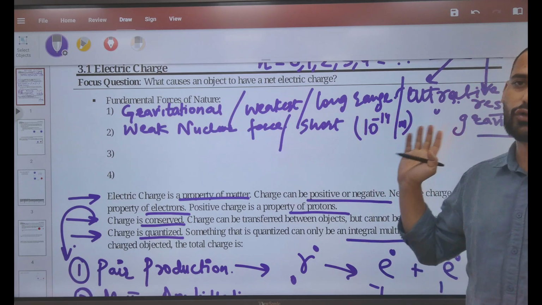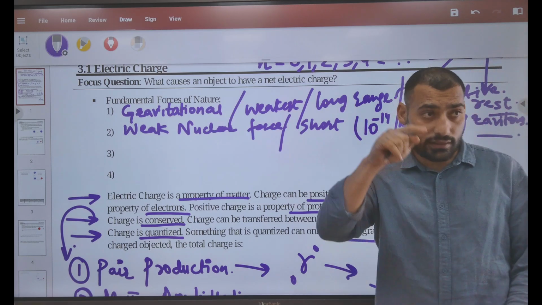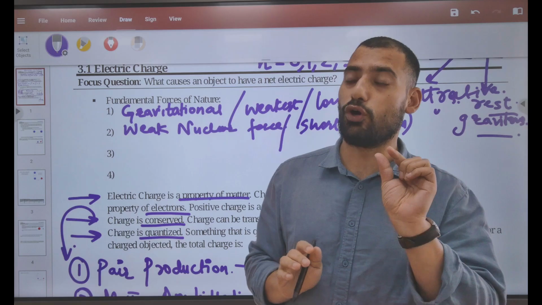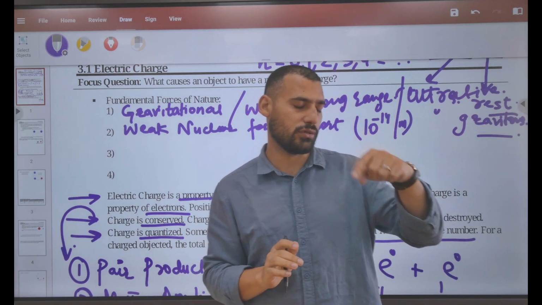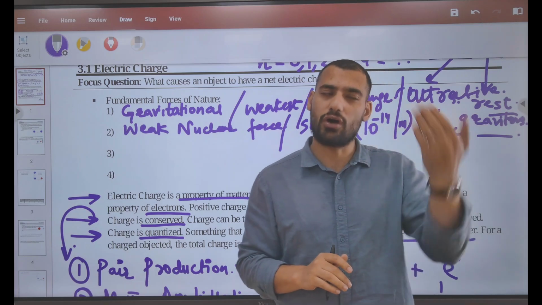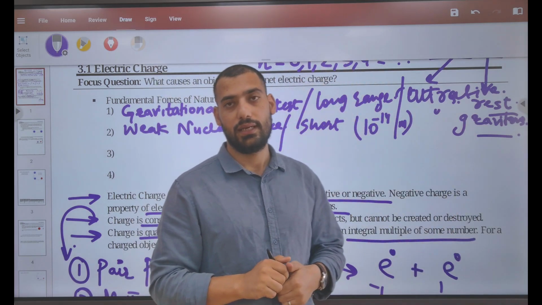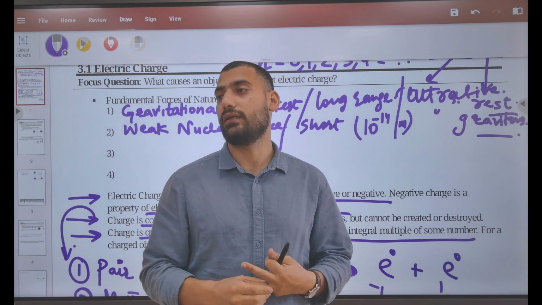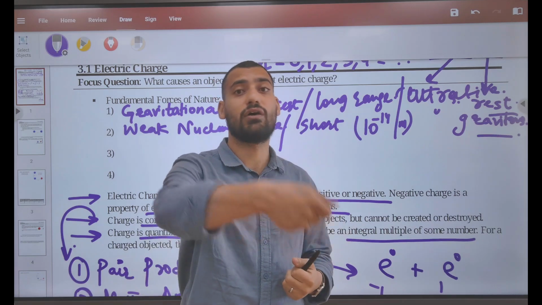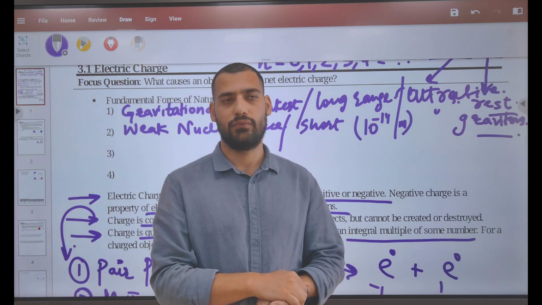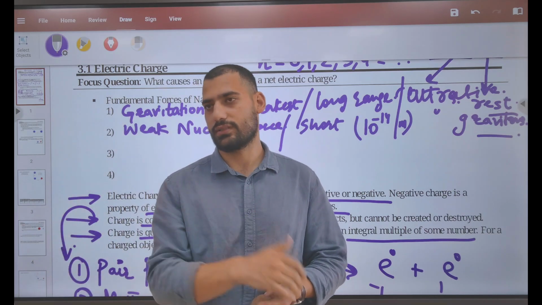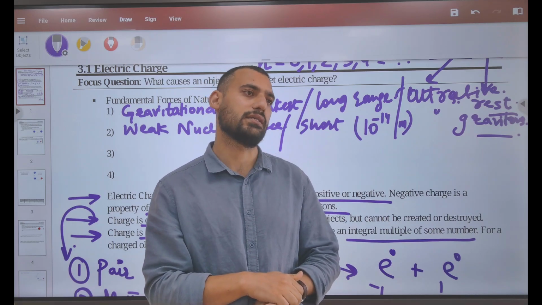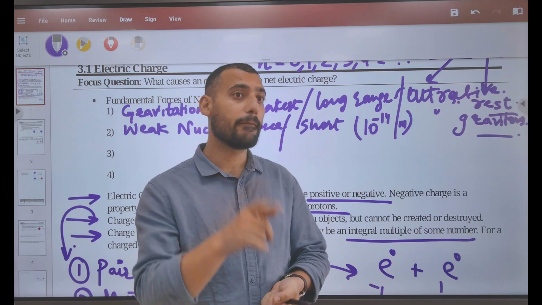This is how small your nucleus is. Beyond this distance, this force doesn't exist. It's a very small, short range force, but it is stronger than the gravitational force. It is seen when there is beta decay, when the electrons come out from the nucleus, when the positrons come out from the nucleus, when there is alpha decay. It is seen in those decays. Fine?